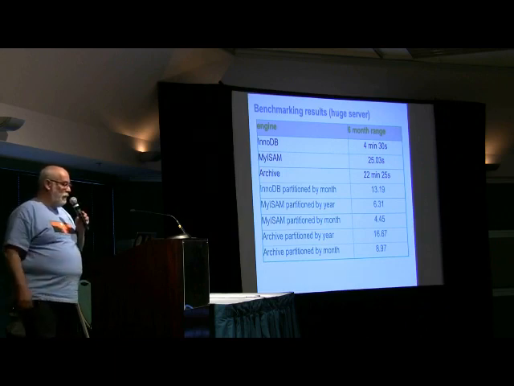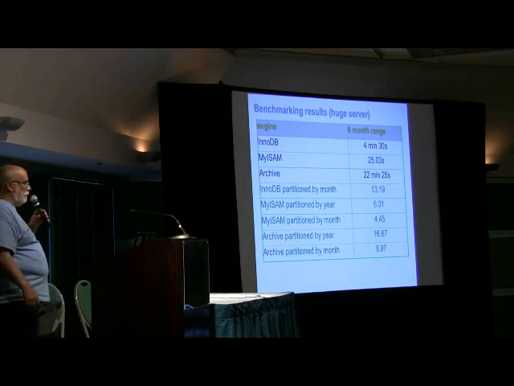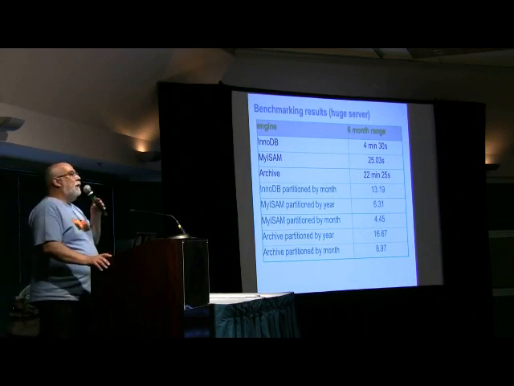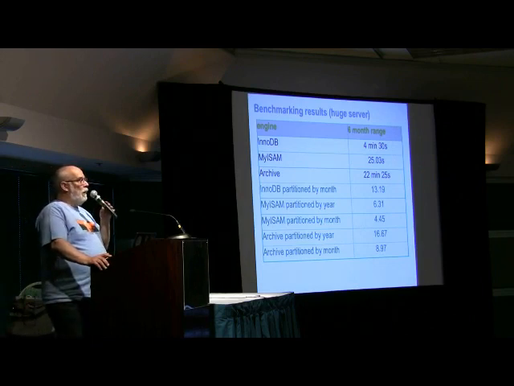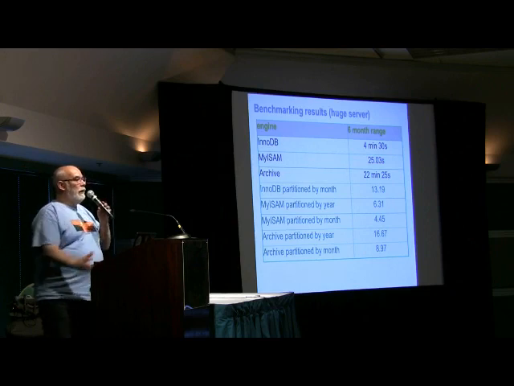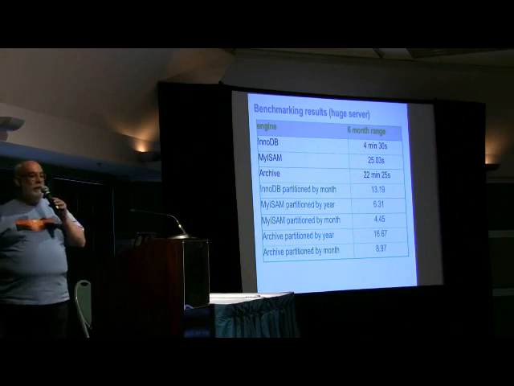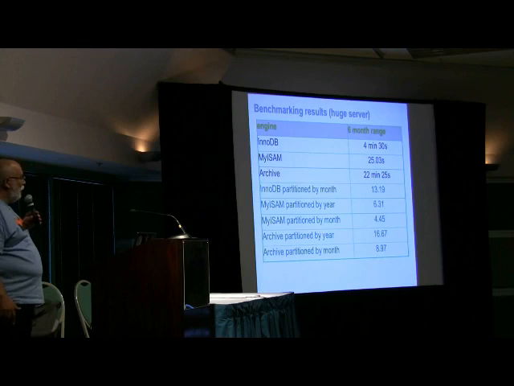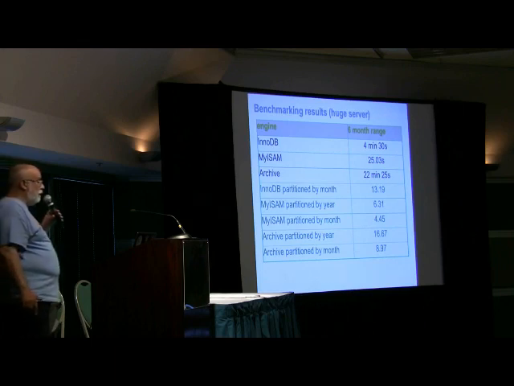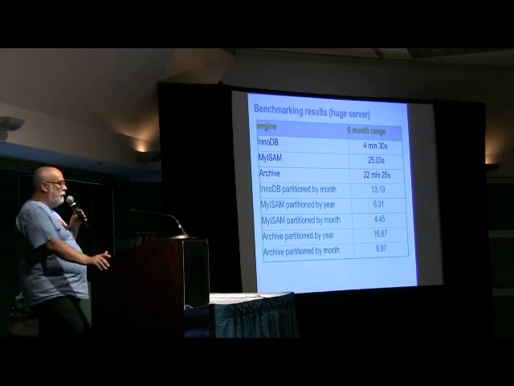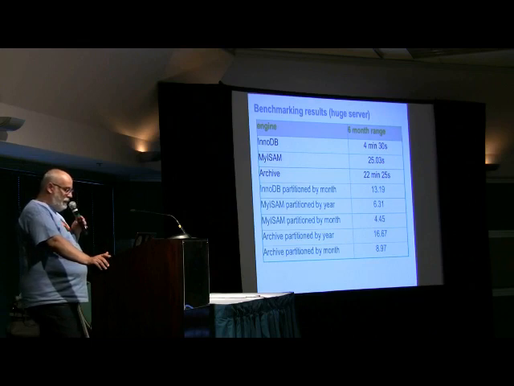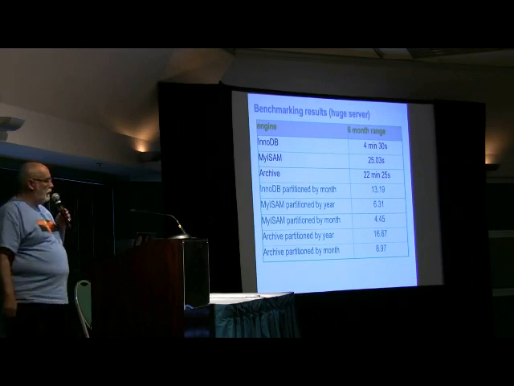Archive takes 22 minutes because it's a full table scan, so we are talking about 700 million records. InnoDB partition by month is 13 seconds. MyISAM partition by year is 6 seconds. MyISAM partition by month is 4 seconds.